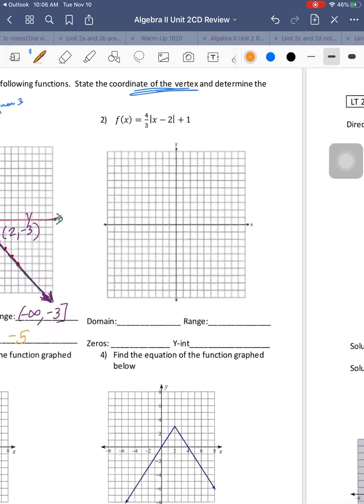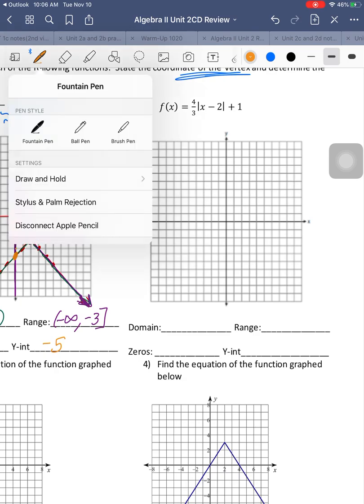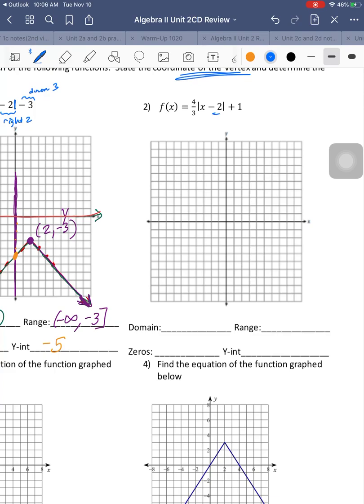All right, let's do number 2. So we have to first find the vertex. So right 2, well, it's the same as the last one. Up 1, so right 2 and up 1, so there's a vertex. And now let's look at the slope. So slope is 4 over 3. So I'm going to go from the vertex up 1, 2, 3, 4, and to the right 3. And I'm also going to go up 4 and left 3. And you can keep going up 4 and right 3, and up 4 and left 3. And it's an equal to, so it's a solid line.